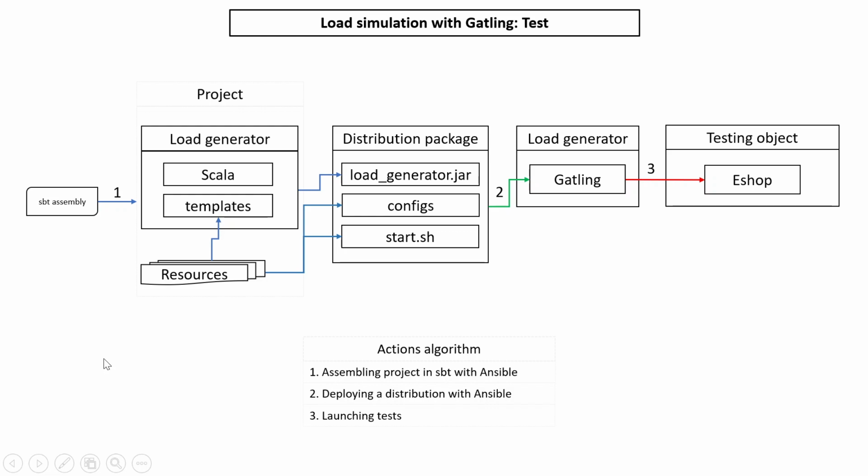Now it's time to automate previously studied actions in Ansible. So we need to prepare a playbook that will allow the following. Build a load generator on a local machine and then transfer its distribution package to a machine with a load generator role. In the future, we will connect to this virtual machine, go to the folder with the distribution package, and run a test.